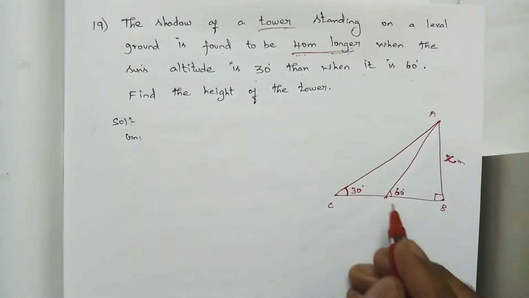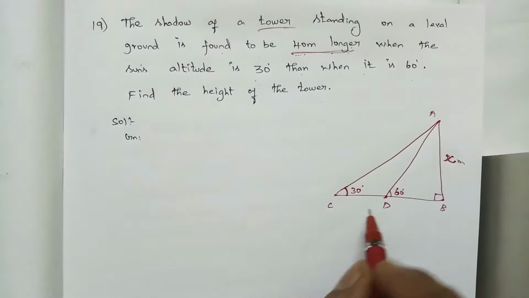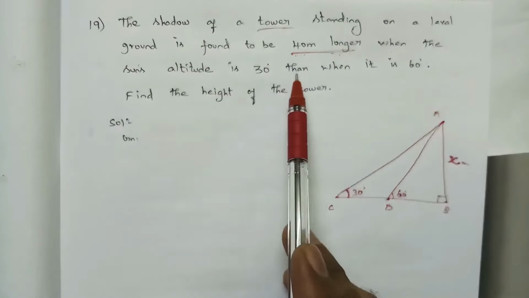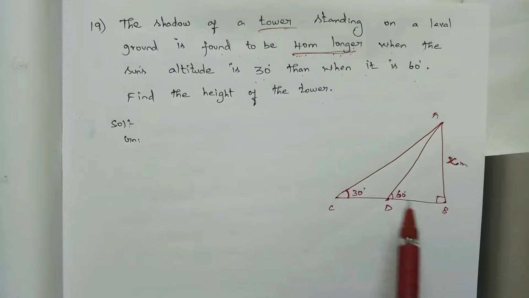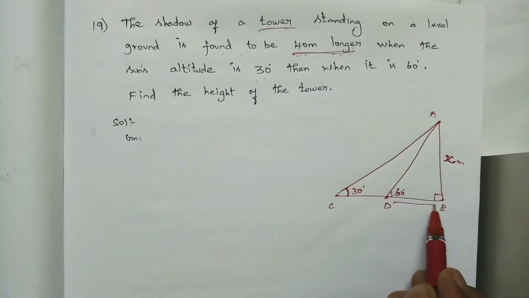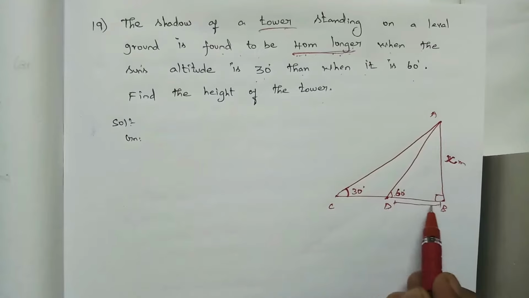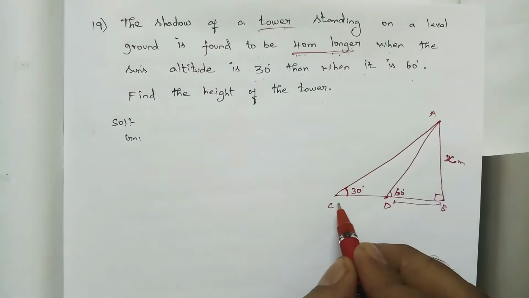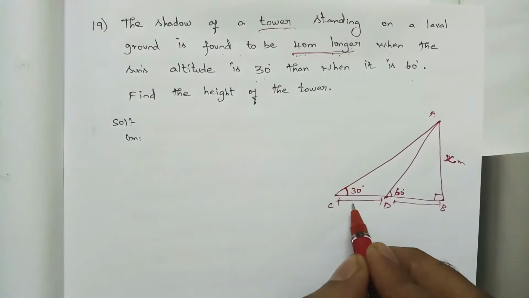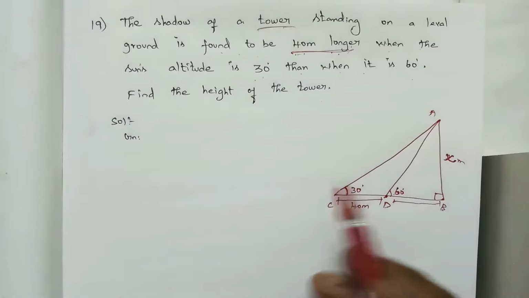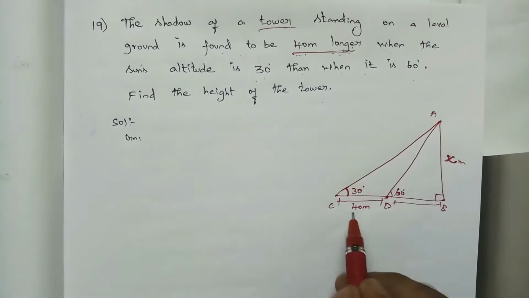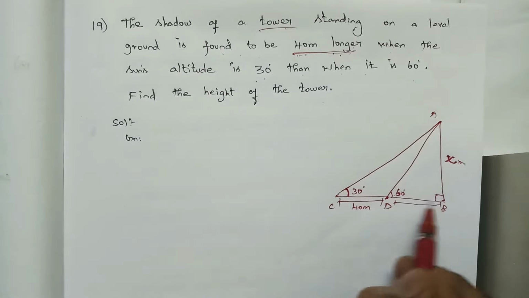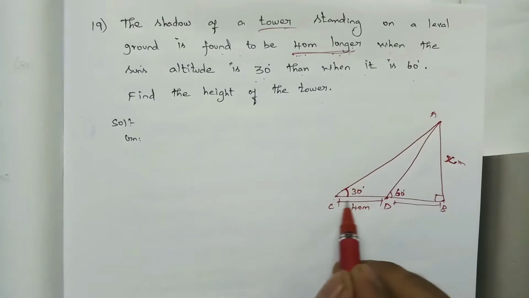So I'm just giving the name of the point as D, right? See, the ground is found to be 40 meter longer when the sun's altitude is 30 degree than when it is 60 degree. When it is 60 degree, some distance is there, some length of shadow is there. But when it goes to 30 degree, it is 40 meter longer, and particularly this CD alone is 40 meter, understood? If only 40 meter, then we can take BC as 40 meter, the entire shadow from the foot of the tower to the point C.